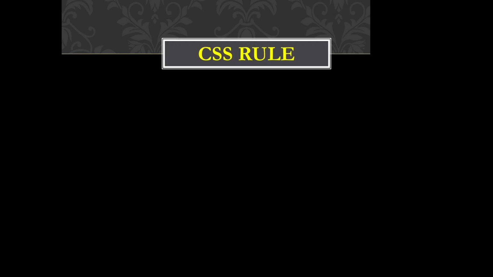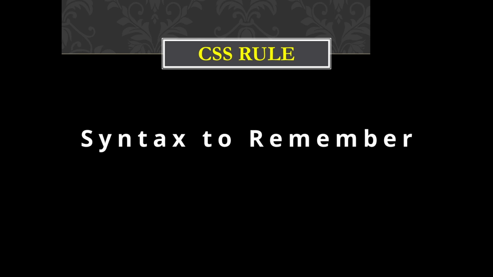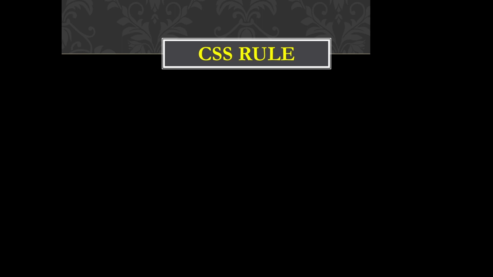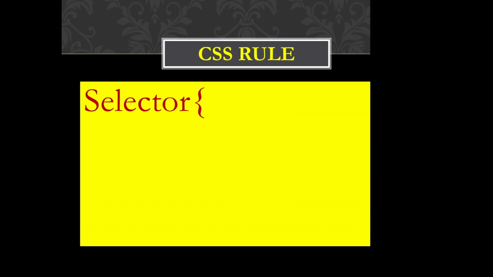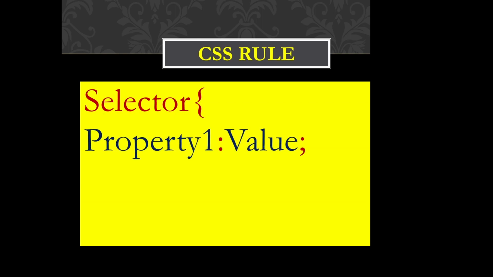First, let's understand what is a CSS rule. Because CSS is a rule-based language, we need to understand its rule. So rule number 1 that you need to remember is how you can apply it. There should be some selector where you want to apply the style, and after that there should be some property that you want to change and its value.